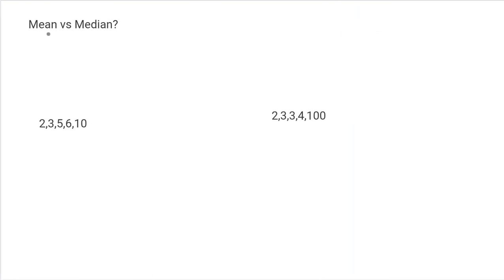Mean versus median. Mean and median are both the middle, but the mean is more like an average, and the median is the true middle. Mean is when all the numbers are kind of close together, like 2 through 10. And median is when we have a huge outlier like 100.